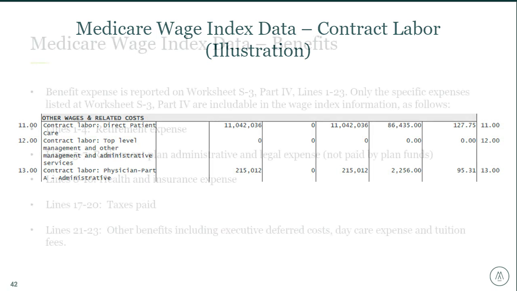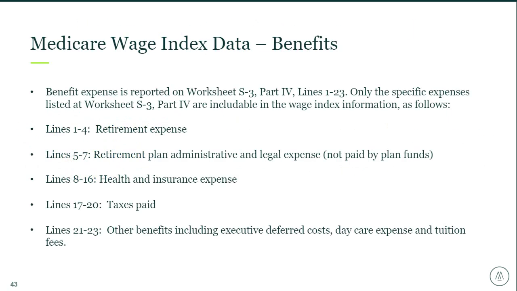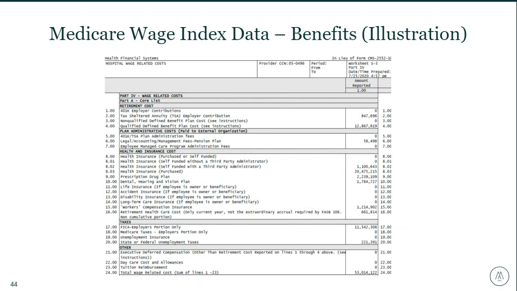Benefits. Benefits expenses are reported on Worksheet S3 Part 4, which includes the following: retirement plan, admin and legal, health insurance, taxes paid, and others, such as daycare tuition. And here's the illustration of Worksheet S3 Part 4 where the benefits are inputted.